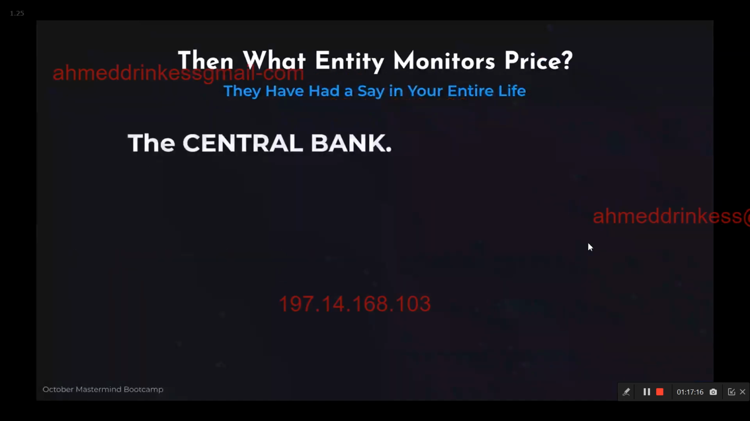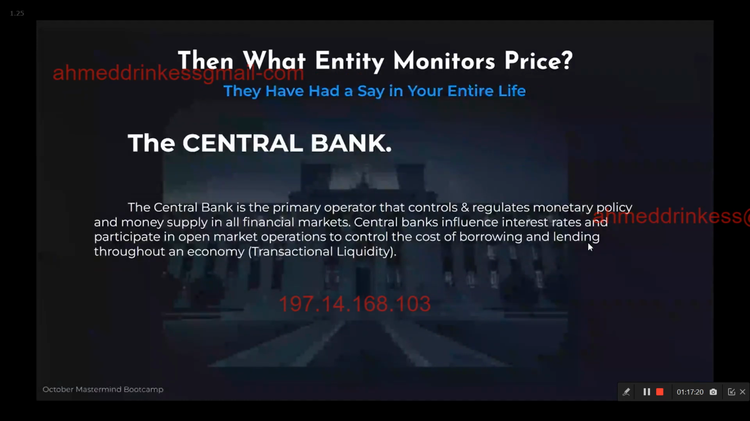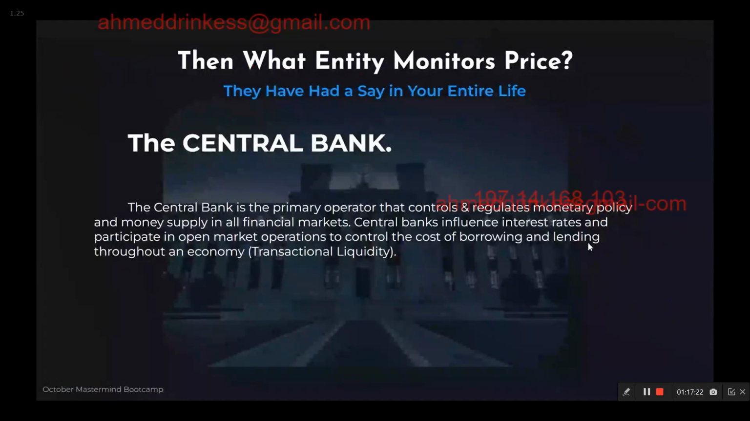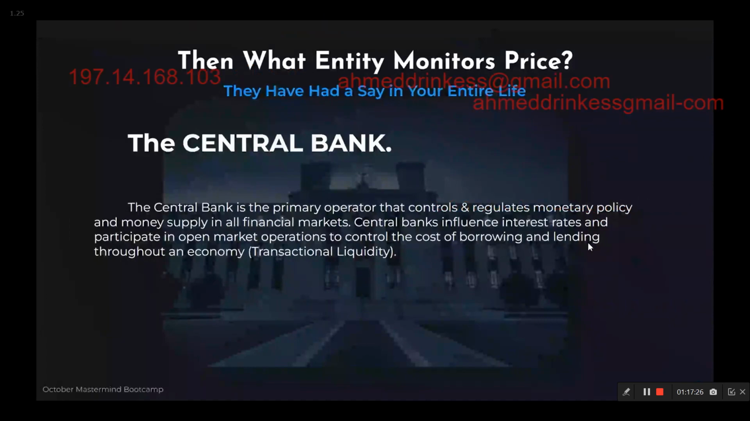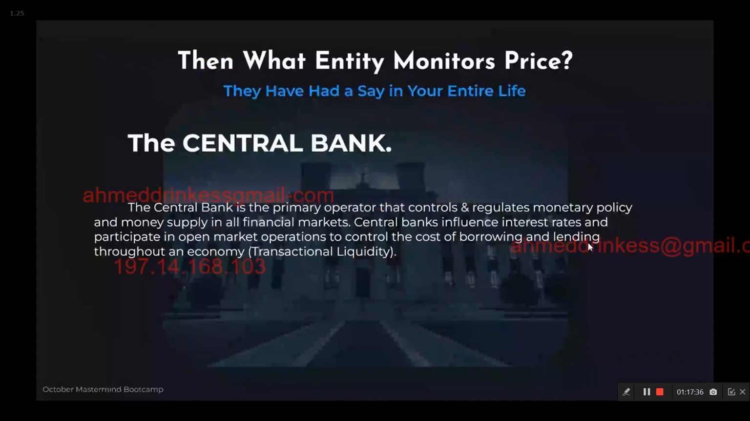So what entity actually monitors price? The central bank, right? The central bank is the primary operator that controls and regulates monetary policy and money supply in all financial markets. Central banks influence all interest rates and participate in open market operations to control the cost of borrowing and lending throughout an economy.